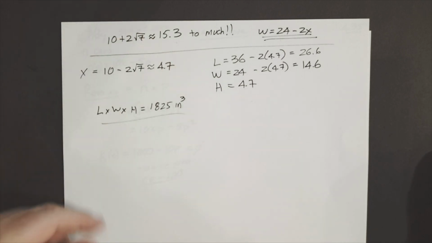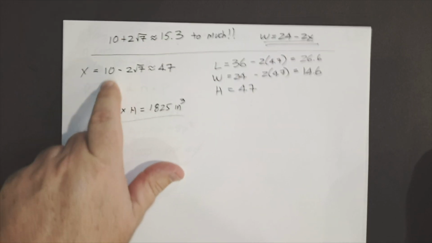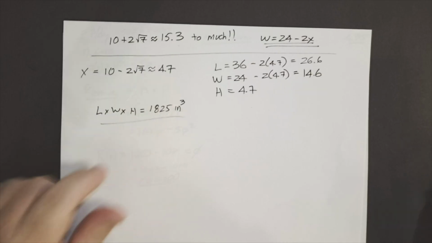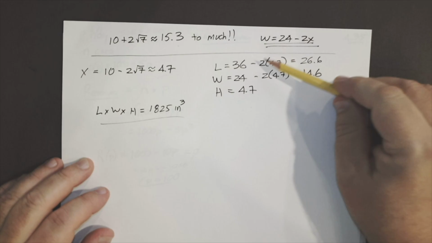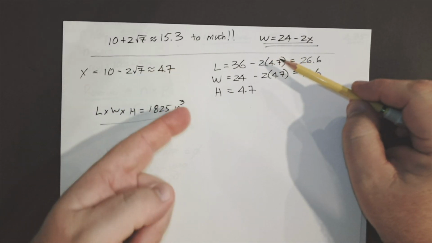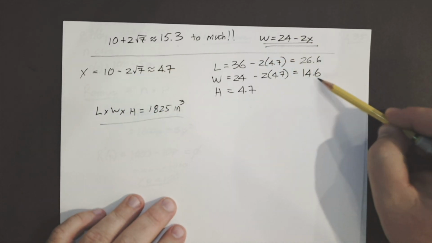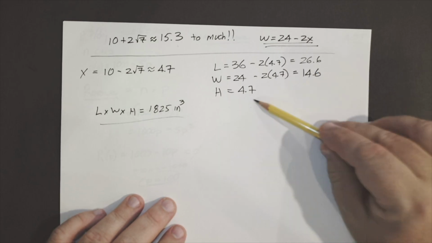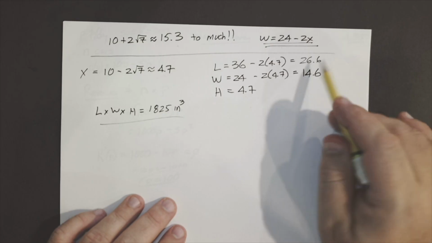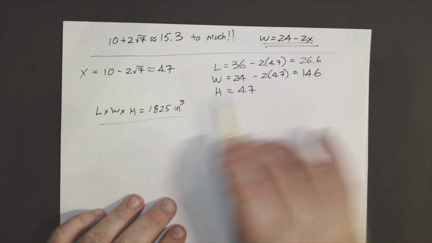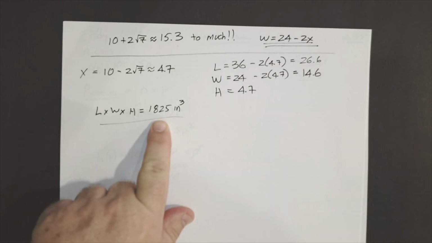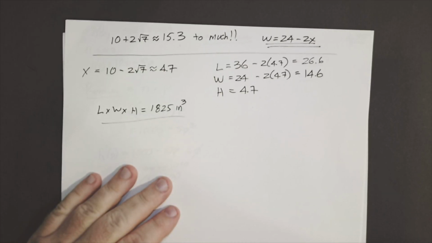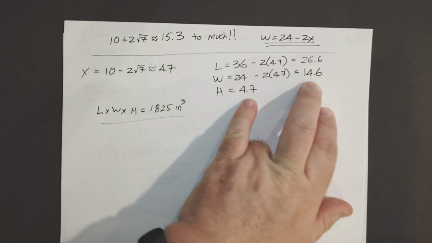So that answer doesn't make any sense. This is the correct answer, 10 minus 2 root 7, which is about 4.7. So you can plug that value back into our length, width, height, and here are our approximations, which in this case are fine because we're just practicing this. If we multiply these all together, we get a volume of 1825 cubic inches. And here's the length, the width, and the height.